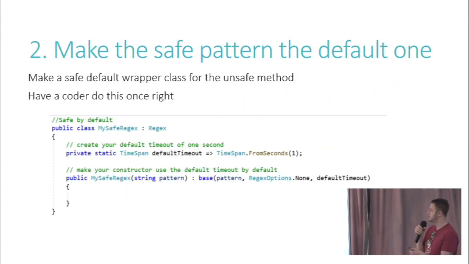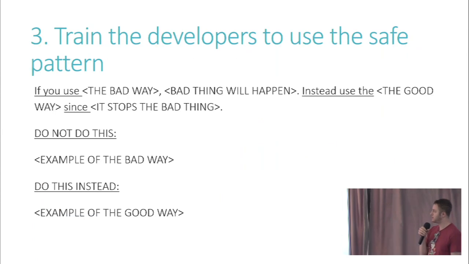The next thing is you make the safe pattern the default one. You make it very easy for the developer, and it's something like MySafeRegex or, you know, safe whatever, right? And then you do it once right, and you maintain that. If you have an AppSec department or whoever you decide to do it, they just have to maintain it and make sure it's okay. But it's usually fairly simple and fairly easy to do. And then you train developers to use the safe pattern. Take a picture of this slide because it's fantastic, because you don't have to rethink how you're going to write it every single time. I use this all the time.